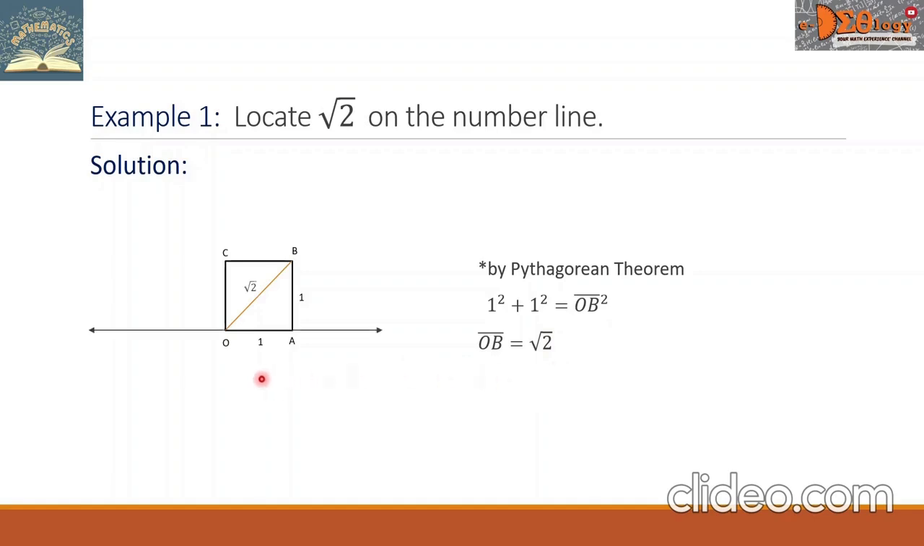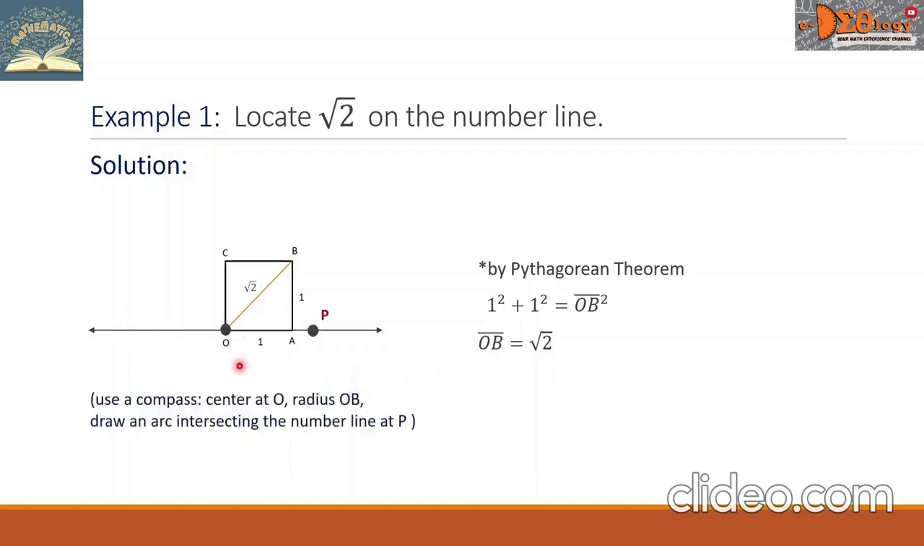On the number line, we put this O on the origin. Then we will use a compass, center at O, radius OB. Then we will draw an arc intersecting the number line at the point P. Therefore, OB is equal to the square root of 2, and that will be equal to the line segment OP.